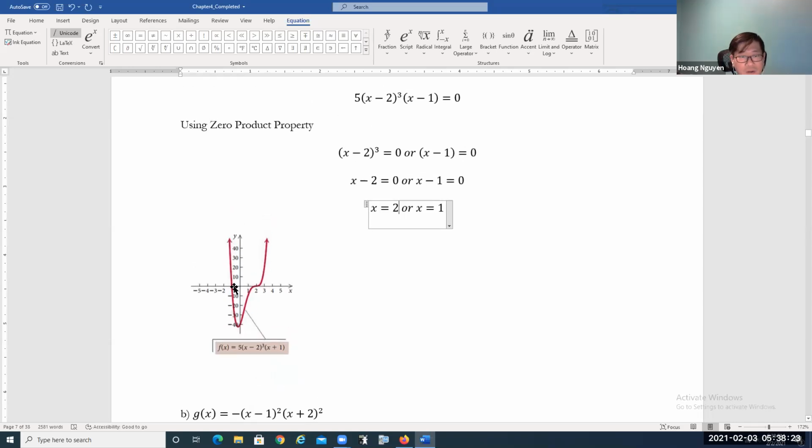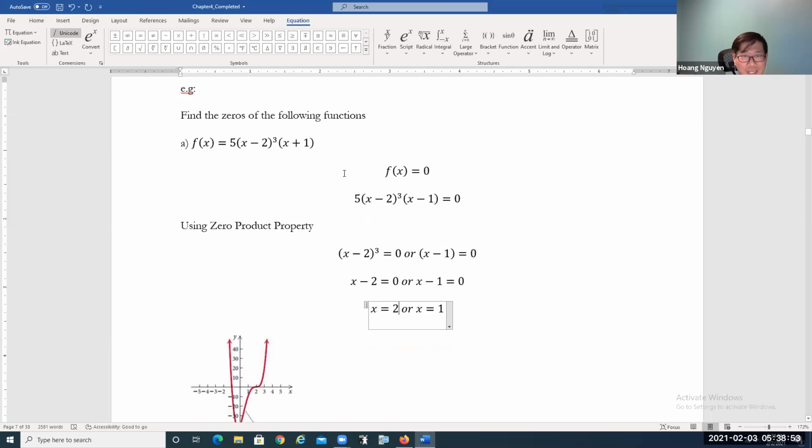Okay, so for the first x-intercept, when x equals 1, the graph is going to be crossing the x-intercept. But for the second x-intercept over here, it looks like it's going to be tangent, touching the x-intercept. It's crossing and touching, right? It crosses right here. That's something we're going to talk about later.